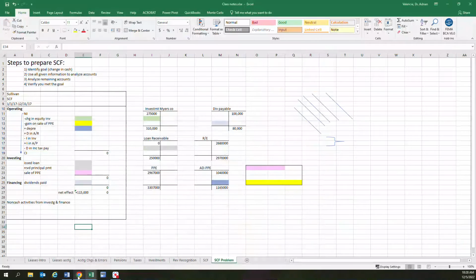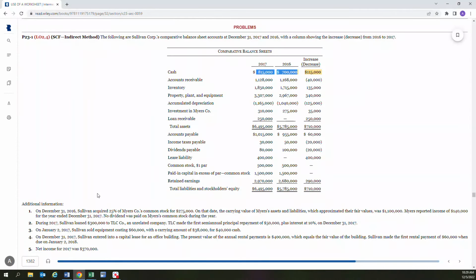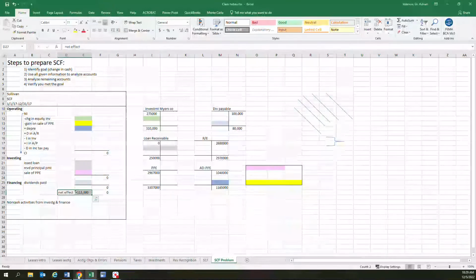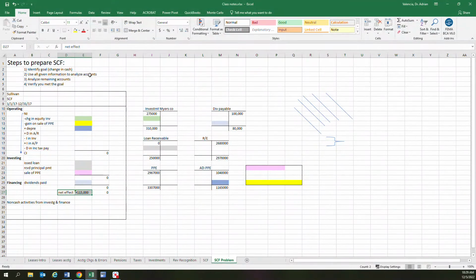So when I go to my statement of cash flows, the first thing I will do is I will put 115. I will make sure I'm getting ahead here. I'll make sure that this is what I eventually will come up with. The net effect of all these three sections should come out to be 115,000. So this is just a note for myself right here. All right. So that's the first thing. That is our goal. Okay. The second step is let's use all the given information to analyze the accounts. Okay. So let's go ahead and see what they tell us.